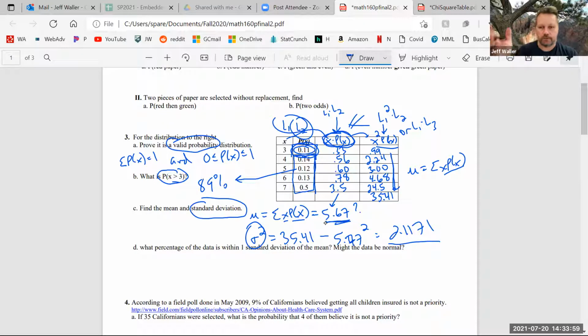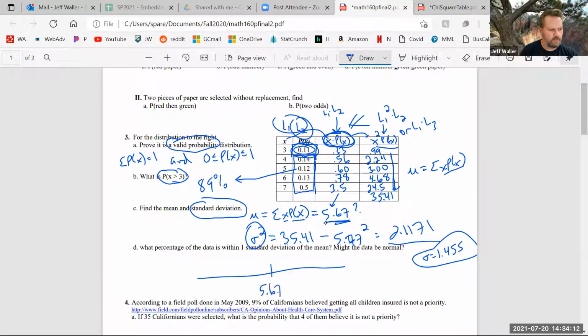And then I take the square root of that to get the standard deviation, right? So I get 1.455 is the standard deviation. So then I can do this whole thing that we've done many times. Put the mean in the middle, go up one of these, go down one of those, and then just see how much I catch, right? So we've done that many, many times.